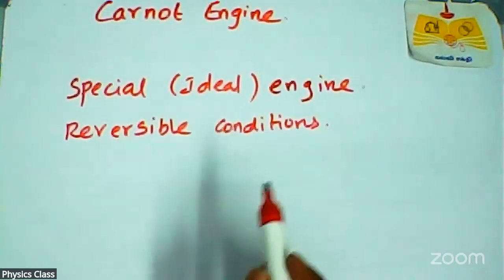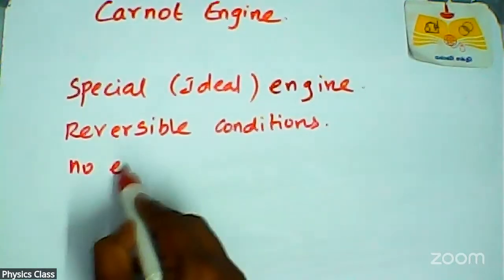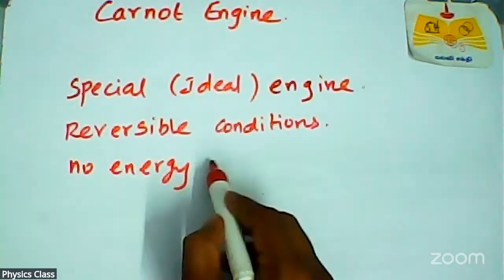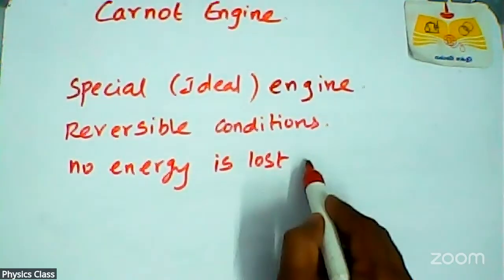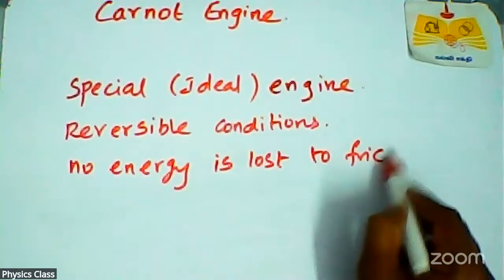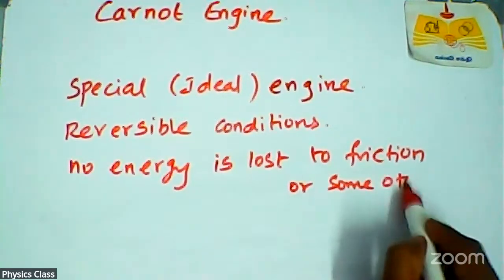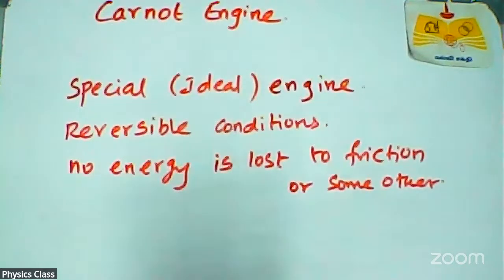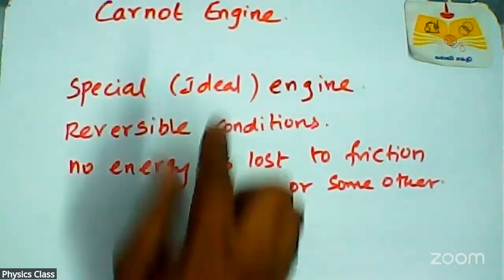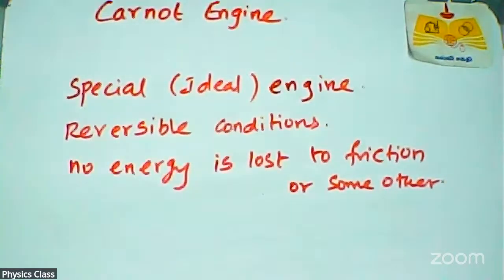Reversible condition means no energy is lost to friction or some other inefficiency. No heat, no energy is lost. So it is a theoretical concept, but incredibly useful for establishing the maximum possible efficiency for any heat engine. The Carnot engine operates between two temperatures.